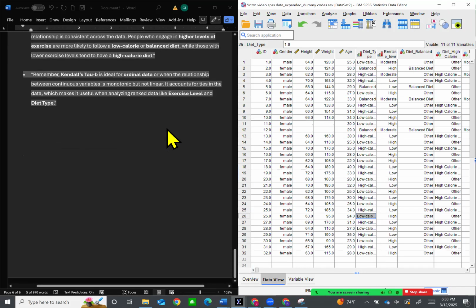Well, I hope you enjoyed today's tutorial on Kendall's tau, this non-parametric test for when the data is not normally distributed, but you want to find a correlation if it exists. Are these two variables related? Kendall's tau, especially when you have ties in the data.